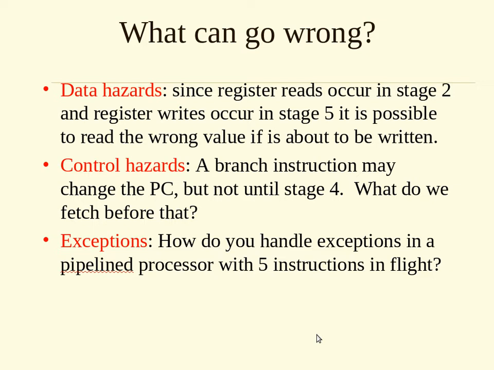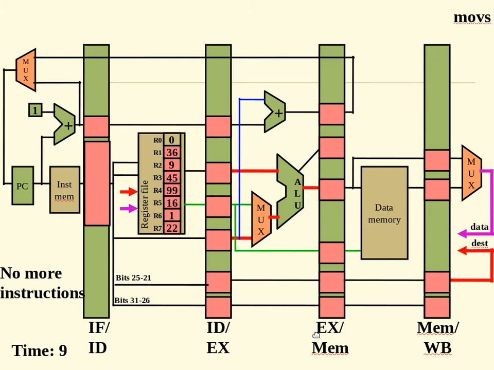But what can go wrong? Well, data hazards are the first thing. Notice that register reads occur in stage 2, aka decode, but it doesn't write back to the register until stage 5. So let's look at here. What if the instruction in this slot right here needs to write to a register that this instruction is trying to read from? It doesn't have the value yet. That's called a data hazard because it doesn't have the data yet.